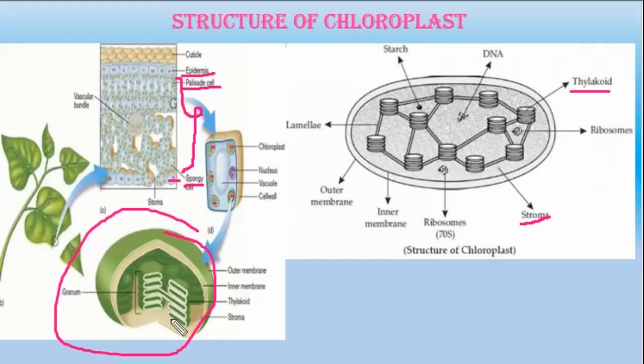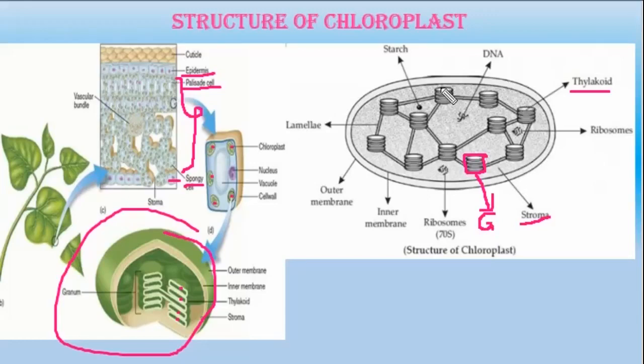In this diagram it is very clear. This is one thylakoid, this is another thylakoid, this is the third thylakoid and this is the fourth thylakoid. All these thylakoids are arranged one above the other, and this entire structure is known as granum. Singular granum and plural grana.